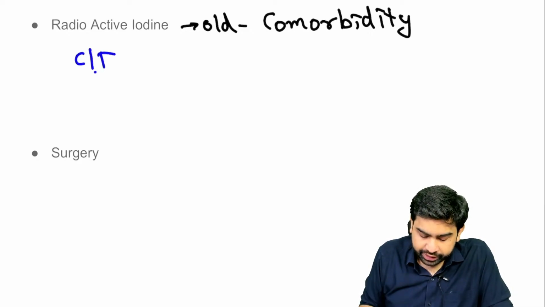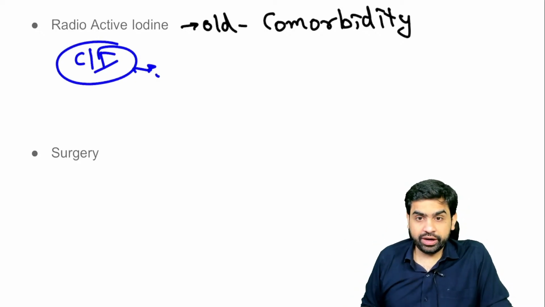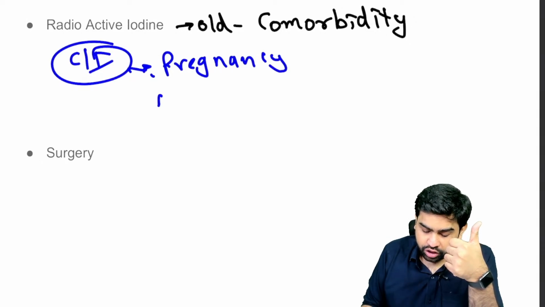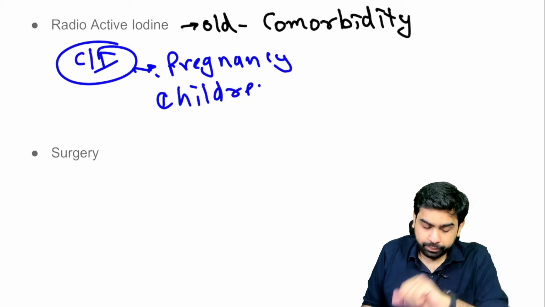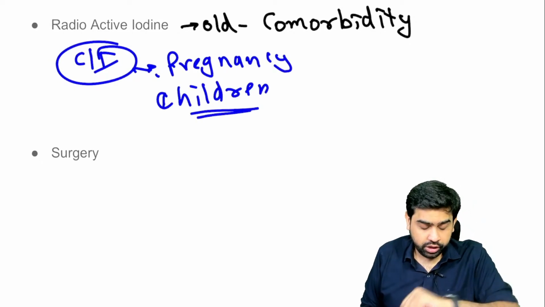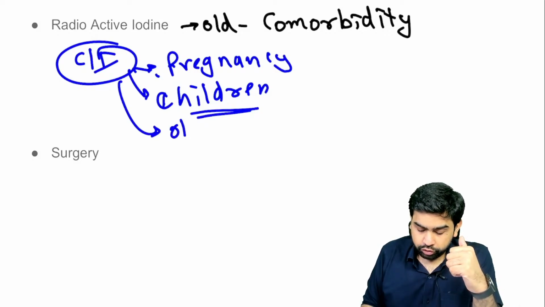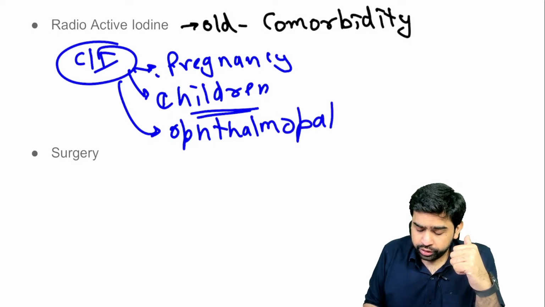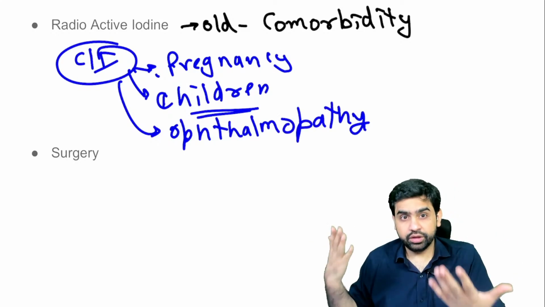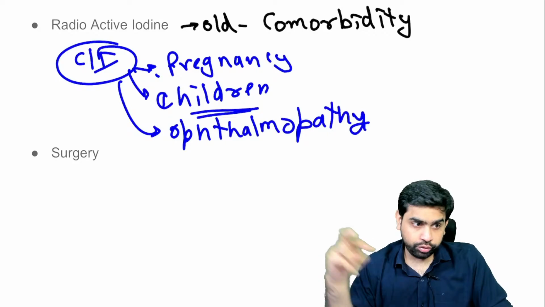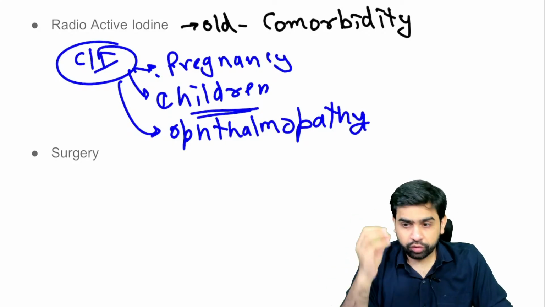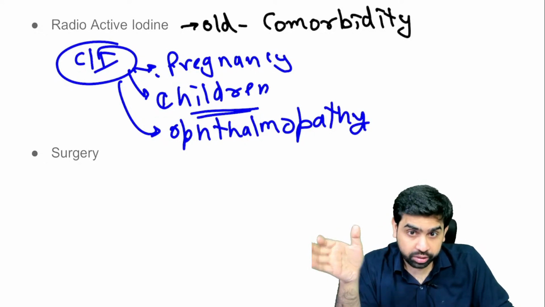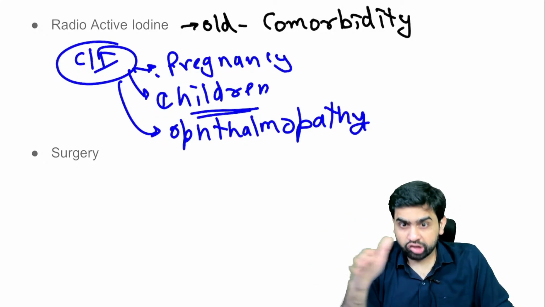Where is radioactive iodine contraindicated? Please tell me. First is pregnancy, obviously you are not going to give this. Then in children, because their growth might get affected. And then what else? You are also going to avoid this if the predominant symptom is ophthalmopathy. Because whenever you give radioactive iodine, in ophthalmopathy, what you need to understand is that in the extraocular muscles, there is a deposition of extracellular matrix.